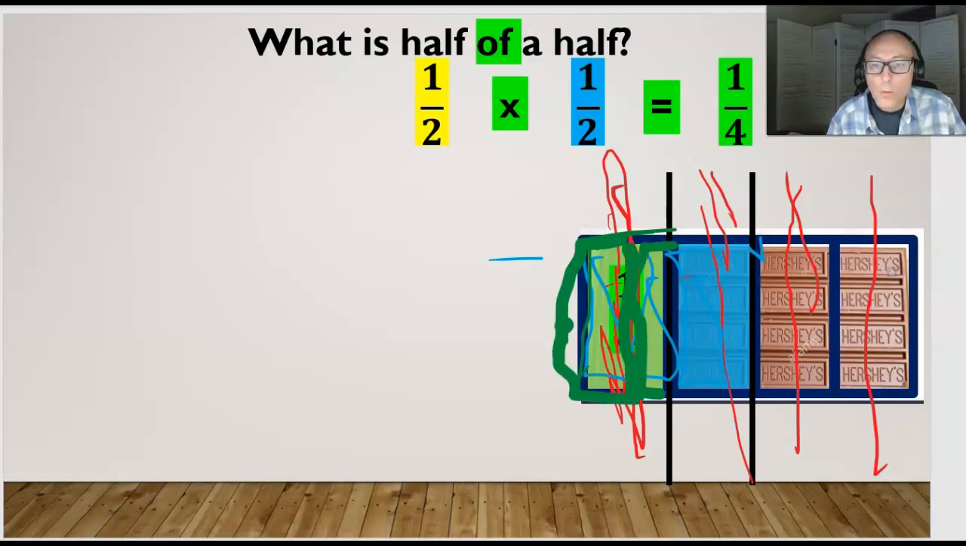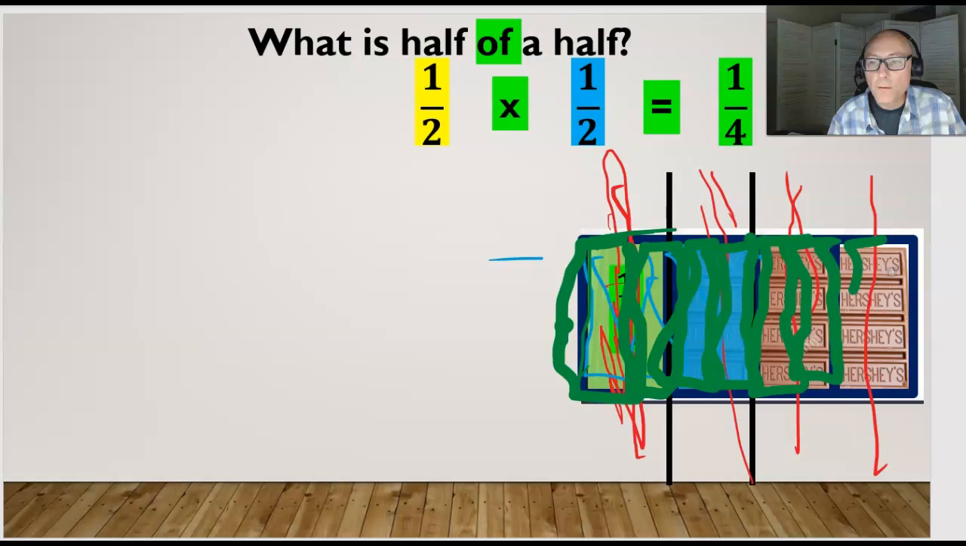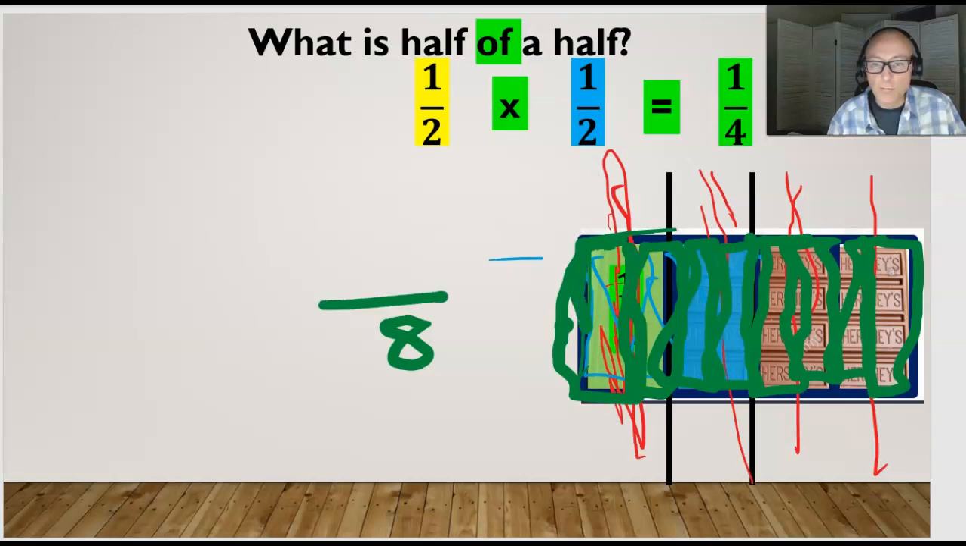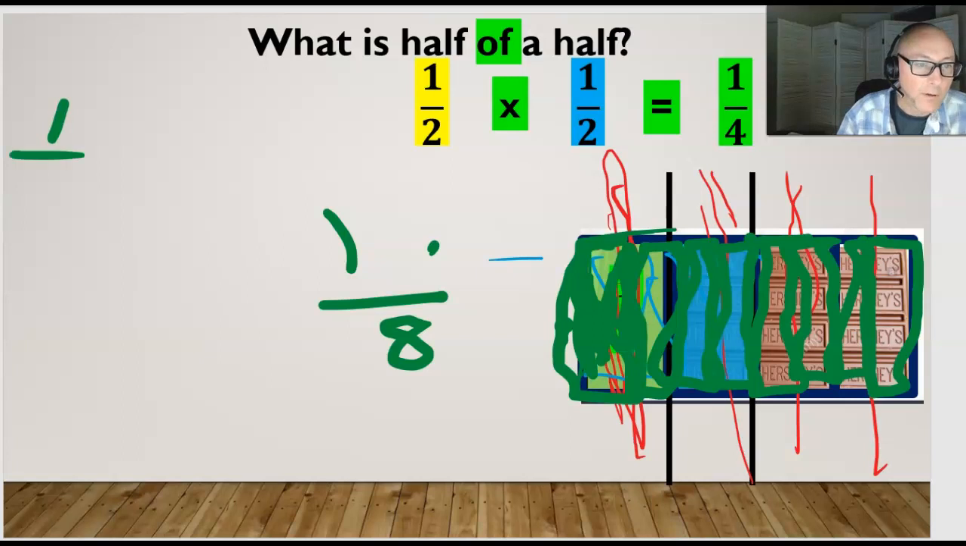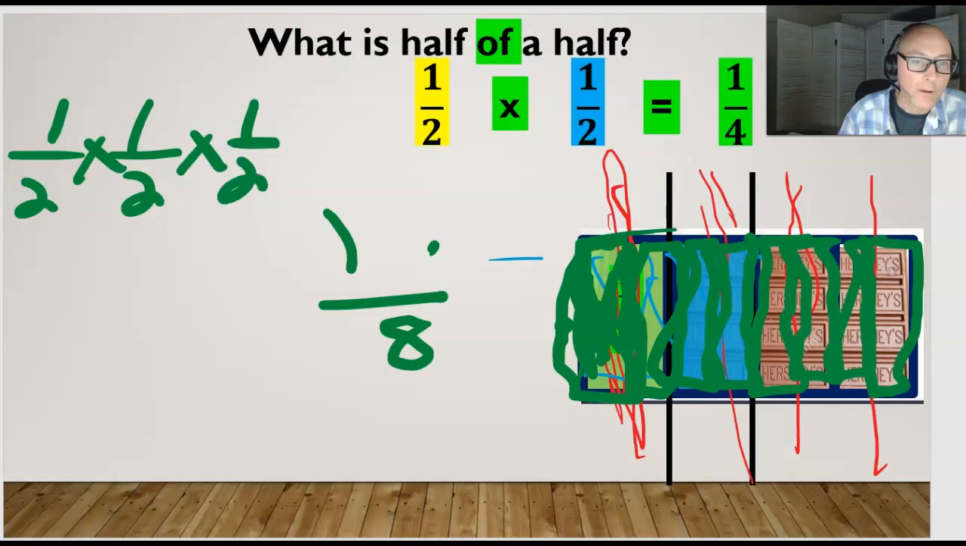One, two, three, four, five, six, seven, eight. So our total number of pieces is our denominator. And how many pieces are we talking about? Just this one right here. 1/8. So half of a half of a half equals 1 times 1 times 1, which is 1, over 2 times 2 times 2, which is 8. 1/8.